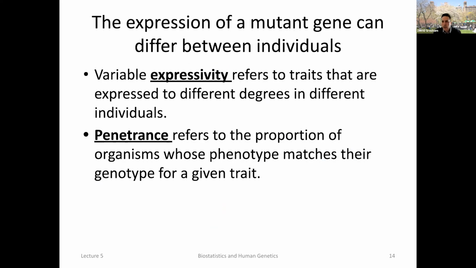And then finally, just thinking about variations on Mendelian inheritance, there are two important concepts that we need to know about. And these are particularly important with respect to human genetics. And that is that the expression of a mutant gene can differ between individuals in two different ways. So we can either have variable expressivity, which refers to traits that are expressed to different degrees in individuals, or we can have variable penetrance, which refers to the proportion of organisms, or humans in this case, whose phenotype matches their genotype for a given trait. And so we can talk about variable expressivity and variable penetrance, the two important concepts.